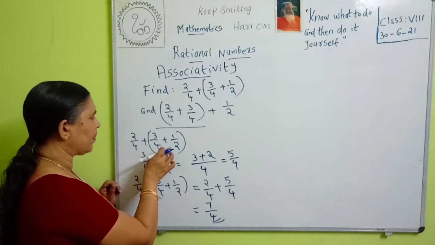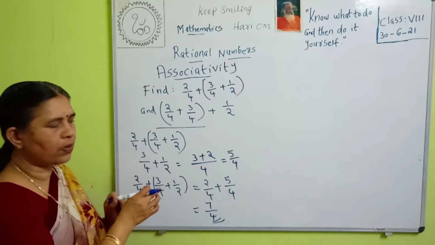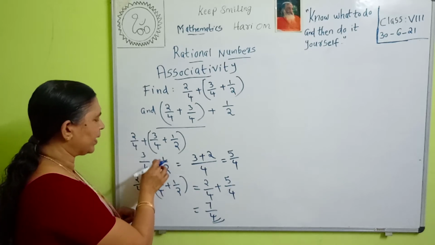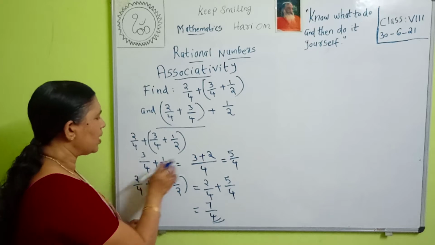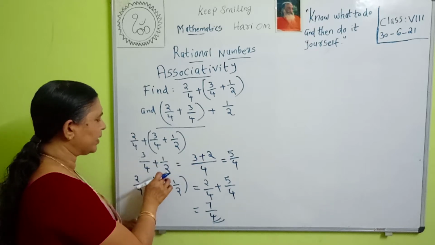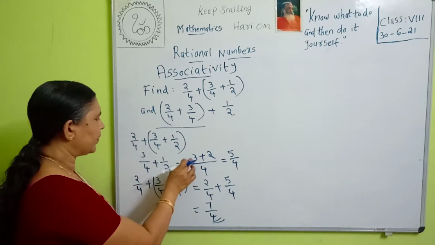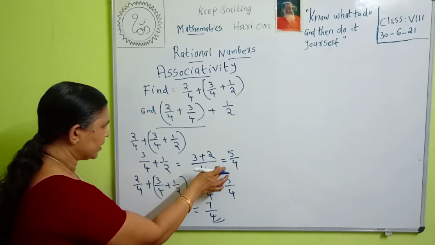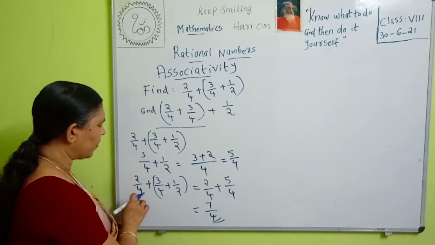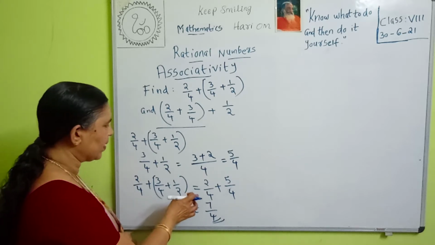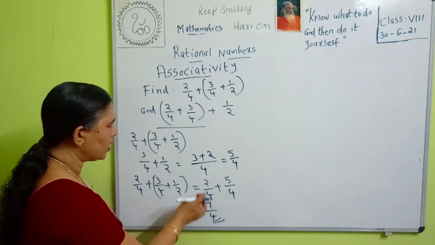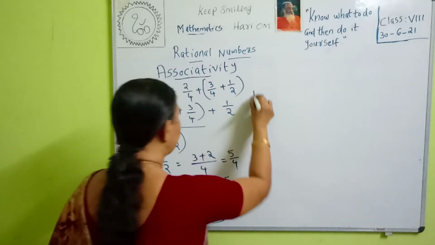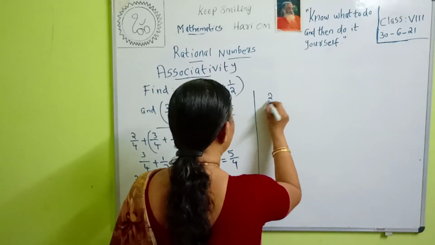So first we add the numbers in the bracket. In 3 by 4 plus 1 by 2, the denominator is not common. So to make the denominator equal, we have to multiply both the numerator and denominator by 2. So 2 into 2 is 4, then the denominator will become 4. Then 3 plus 2 by 4 is equal to 5 by 4. Then we add this sum to 2 by 4. That is, 2 by 4 plus 3 by 4 plus 1 by 2 is equal to 2 by 4 plus 5 by 4, that is equal to 2 plus 5 is 7, 7 by 4.